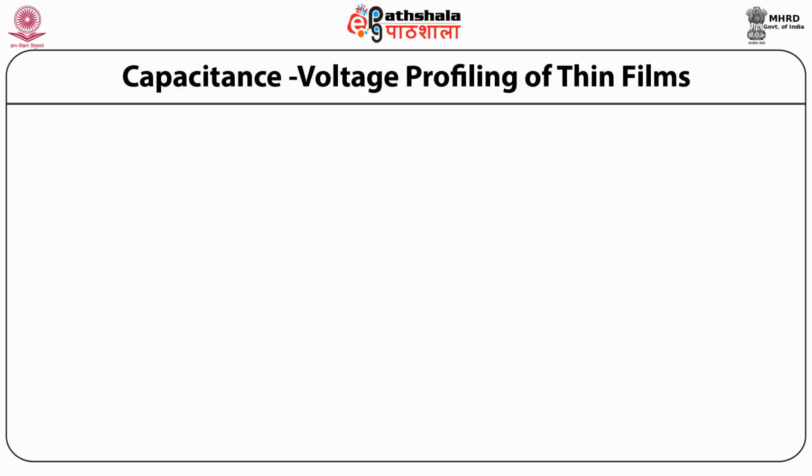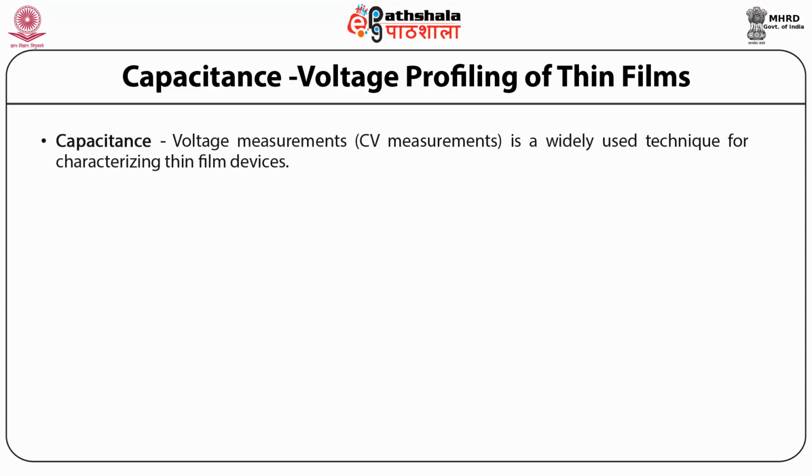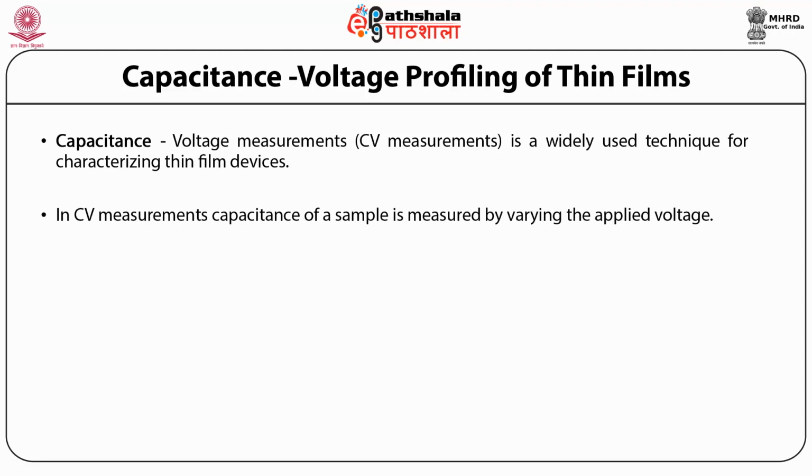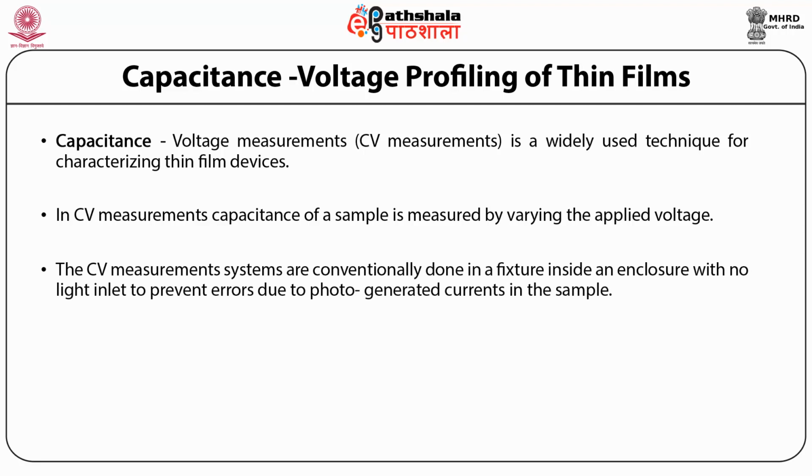We will now study the capacitance voltage profiling of thin films. The capacitance voltage measurements, which is CV measurements, is a widely used technique for characterizing thin film devices. In CV measurements, capacitance of a sample is measured by varying the applied voltage. The CV measurement systems are conventionally done in a fixture which is placed inside an enclosure with no light inlet to prevent errors due to photo-generated currents in the sample.